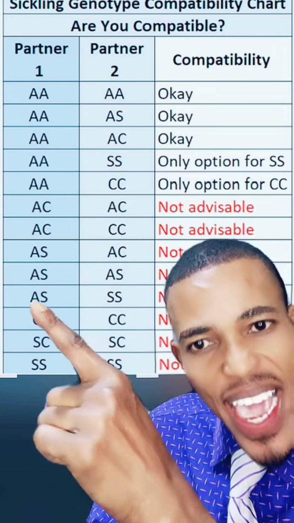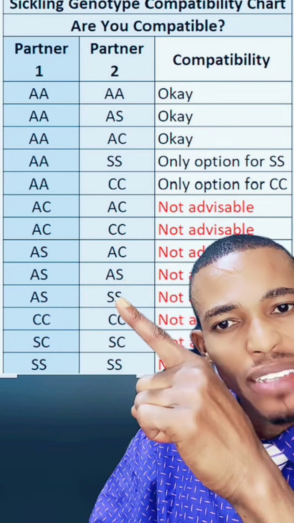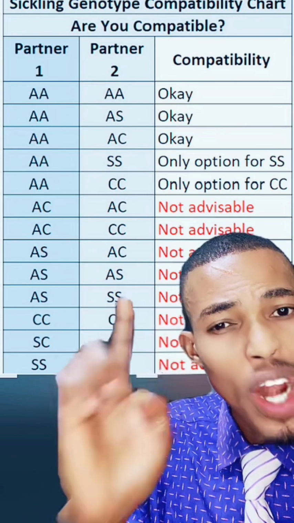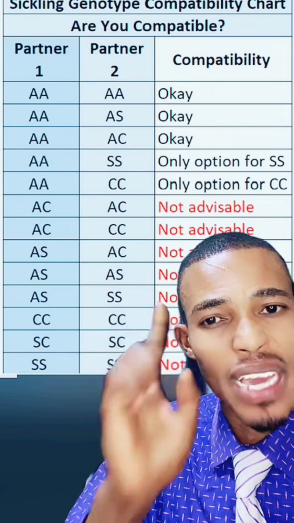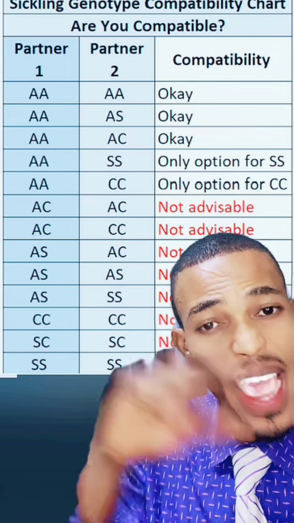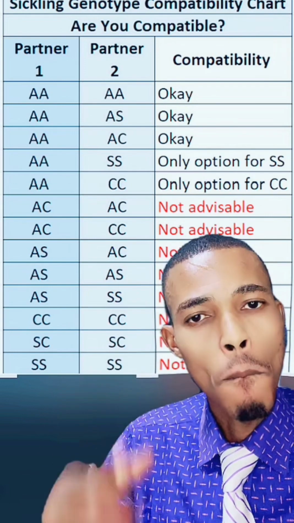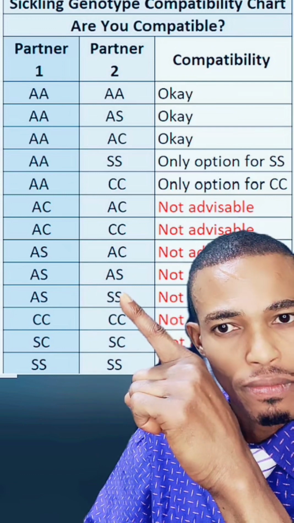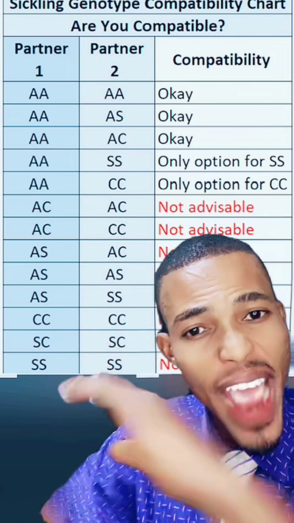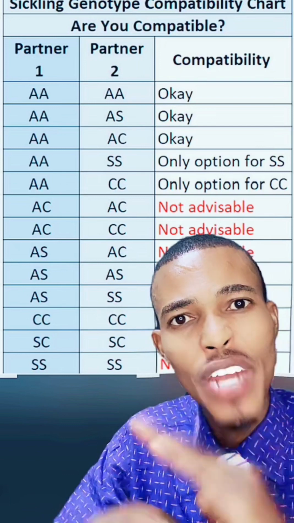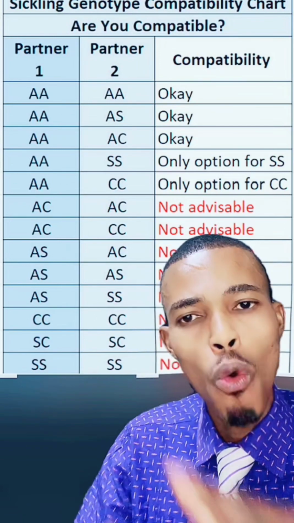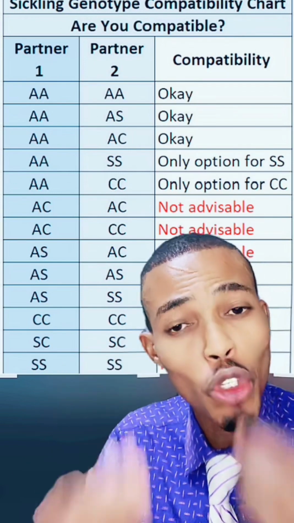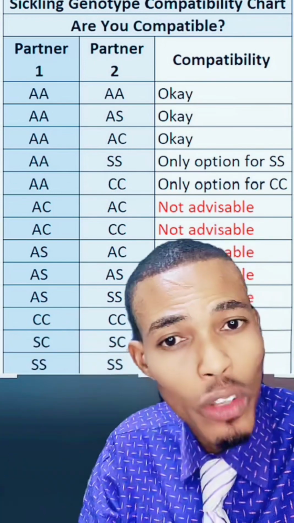If you are AS and your partner is SS, what it means is that when you give birth, only one of your children can become what we call AS, which is a carrier. Most of your children are going to inherit the SS. But if neither of you has the A genotype, there is no way you are going to give birth to children who have an A genotype.